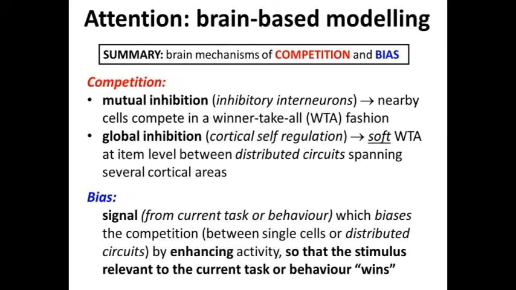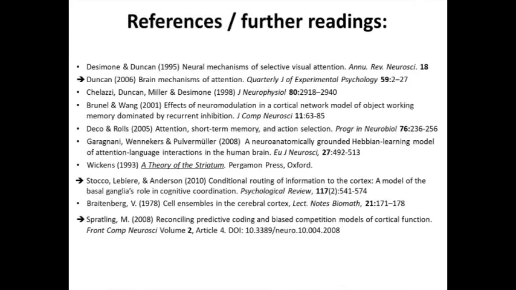So, in summary, we've examined possible biological mechanisms for competition and bias in the brain. Competition can be implemented in the form of mutual inhibition via inhibitory interneurons at a local level, which relies on neighboring cortical columns, which have local inhibitory circuits. However, competition can also be implemented at the item level by way of a global inhibition mechanism, which we get by assuming a cortical self-regulatory mechanism running a soft winner-take-all system. And that's it for my portion.